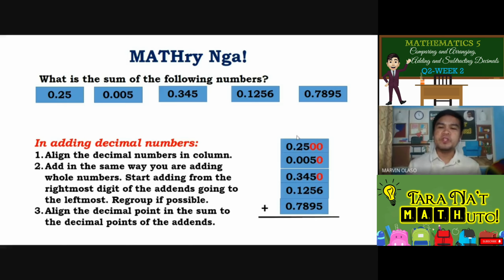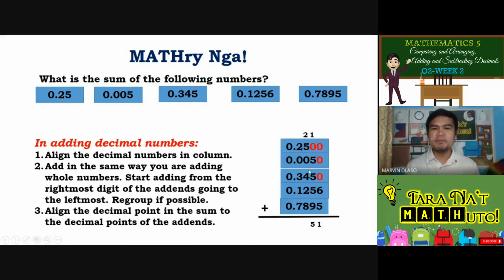Now, let's have the addition. Add in the same way you are adding whole numbers. Okay, so start adding from the rightmost digit. We have 6 plus 5 since it's all 0. So 6 plus 5 is equal to 11. Regroup by bringing down 1 and carry 1. Then 1 plus 5, 6 plus 5, 11 plus 5, 16 and plus 9 is equal to 25. Bring down 5 and carry 2.